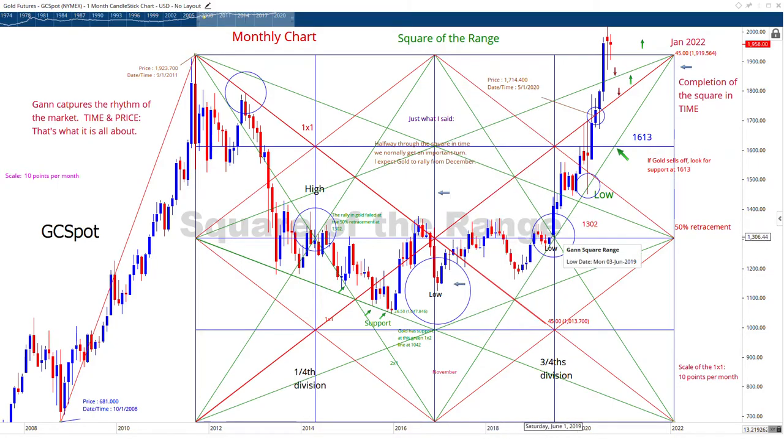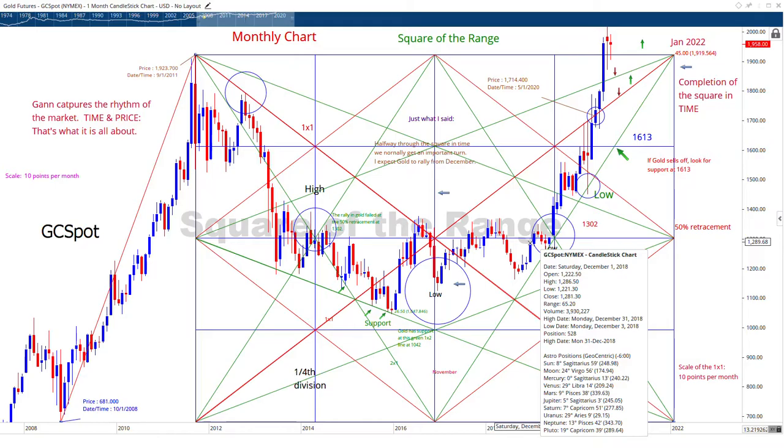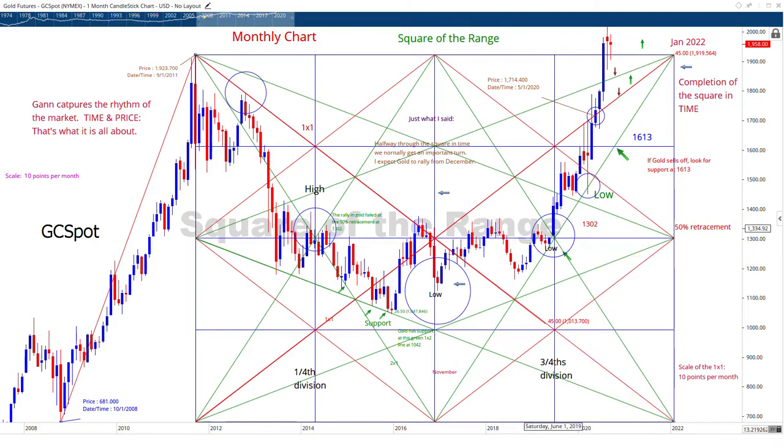Three quarters of the way through this square in time, it found support on the 50% retracement at 1302 and then started to rally on this 1 by 2 line, the green line. And then it got above the 1 by 1 here. My theory is that if it sells off, it'll find support on the 1 by 1. Now, maybe it would go all the way down here.